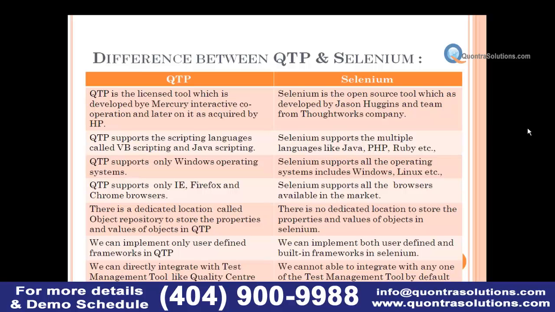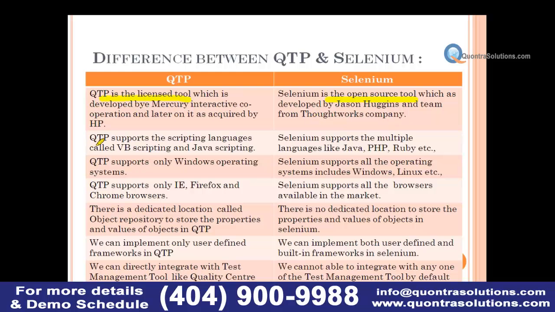All right. So let us go and look into the difference between QTP tool and Selenium tool. Over here, QTP is a license tool, whereas Selenium is an open source tool. QTP was developed by Mercury Interactive Corporation, and later it was acquired by HP, that is Hewlett-Packard. Selenium tool was developed by Jason Huggins and team from the ThoughtWorks company. That we already know.